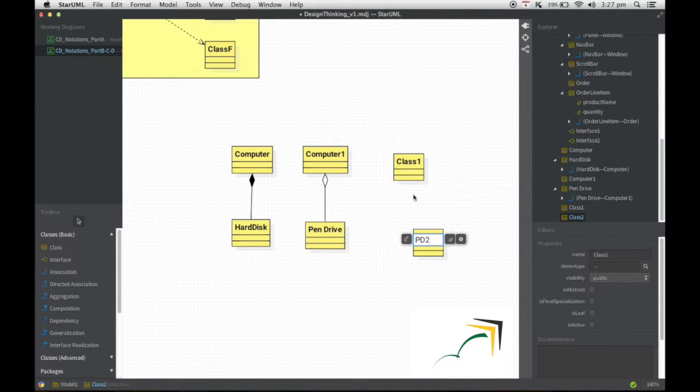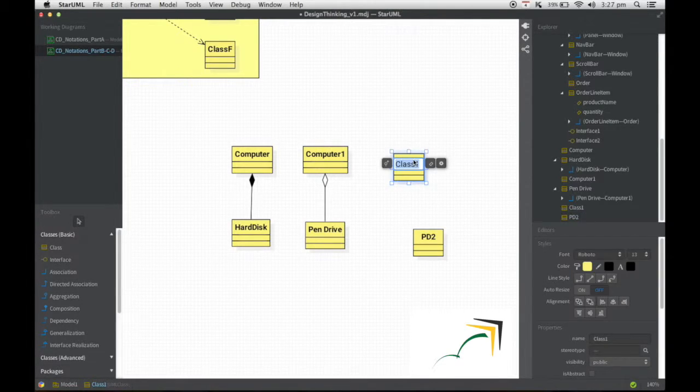I'm just going to call PD2, I mean pen drive by that, and I'm just going to say C2, which means computer 2. We actually end up converting this shared aggregation that we have represented here into one of the two types of association. It can be a directed association, or it can be a dependency.